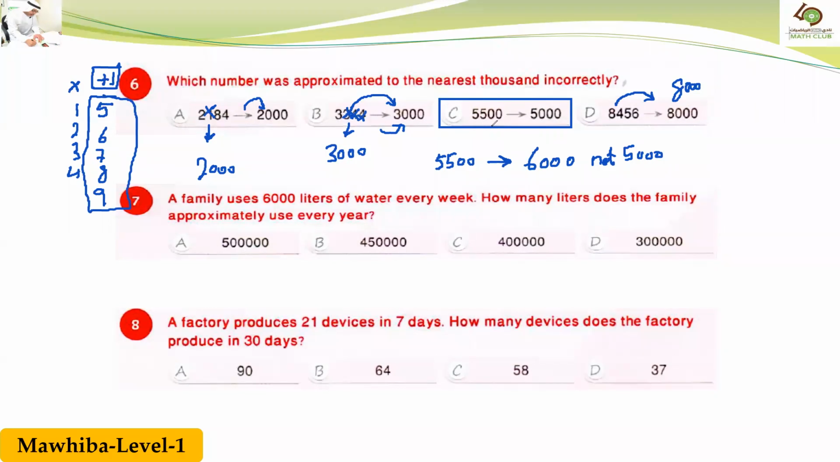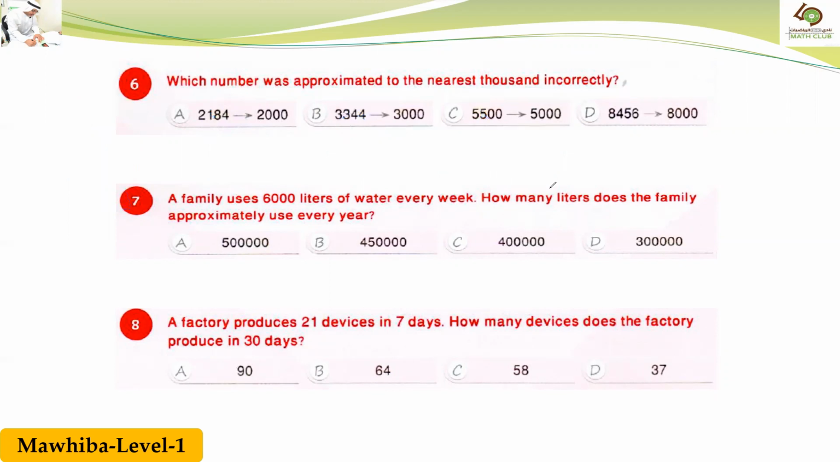But here, 5,500, when you delete 5, you add 1. So when I delete 5, the number will be 6,000. You see? Do you understand? Yes. Right, good. Is it clear, Hassan? Yeah, I just got a little mixed up with the numbers. That's fine. Good. Okay, now we will go to question 7.